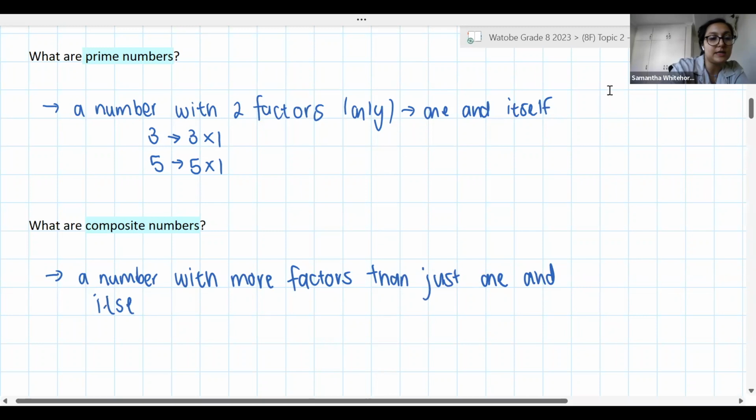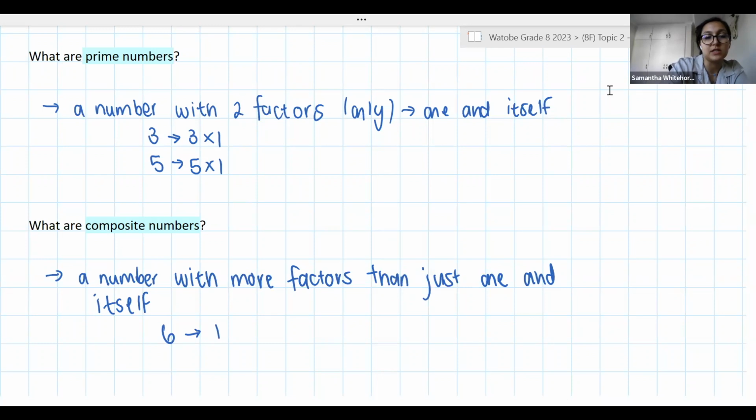And so now we need to think of a number like, for example, 6. We know that the factors of 6 are 1 times 6, as well as 2 times 3. So not only does 6 have the factors of 1 and itself, it also has more factors over and above that, which are 2 and 3. So essentially, it's got more than 2 factors. If you are working with a prime number, that is a completely separate group to a composite number. And so if a number is not a prime number, then it is a composite number.